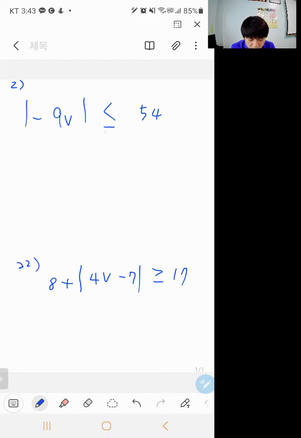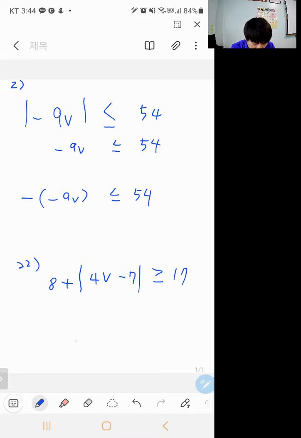So absolute value, whenever you have absolute value all by itself, you are going to have a plus and minus inequalities separately. Okay, so you lose absolute value, so you would have minus 9v is less than or equal to 54. Then minus 9v is less than or equal to 54. The first one, if we just simplify it, would be like that.